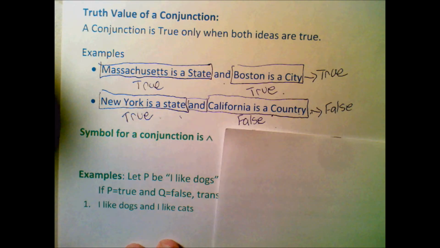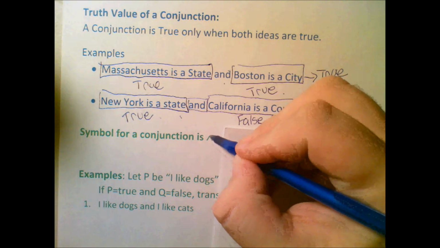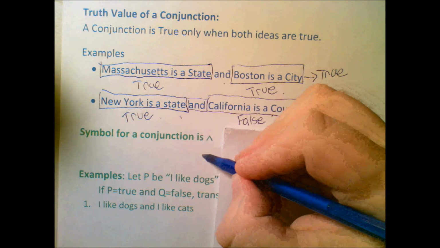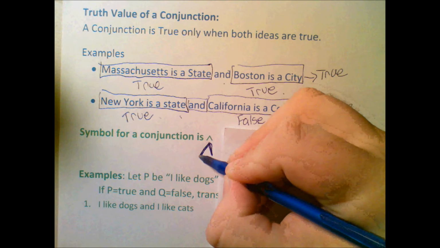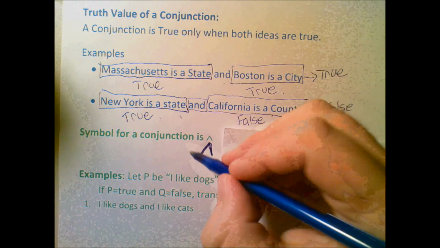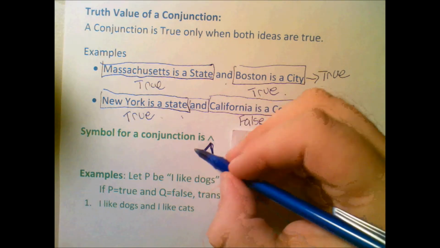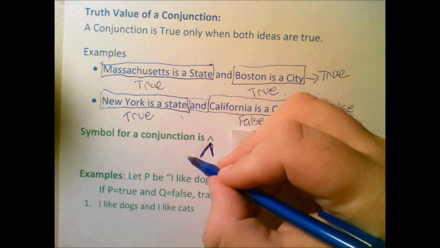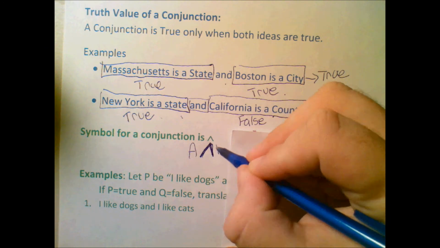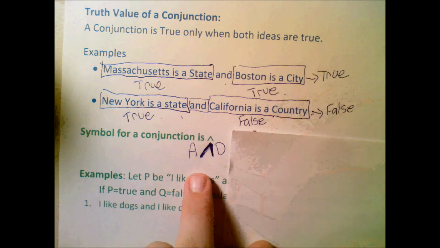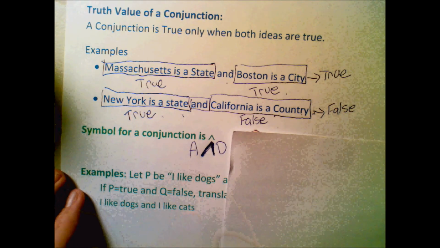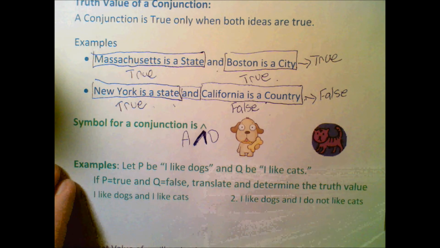Now, the symbol for a conjunction is a little arrow. It's a little caret top sort of thing. Basically, it looks something like this. And here's a little trick to remember this, because you'll see in the next video, we'll talk about the word or. A and D. So this sort of looks like an A without the crossbar, so it's going to be facing up, and the upside down one will be or.